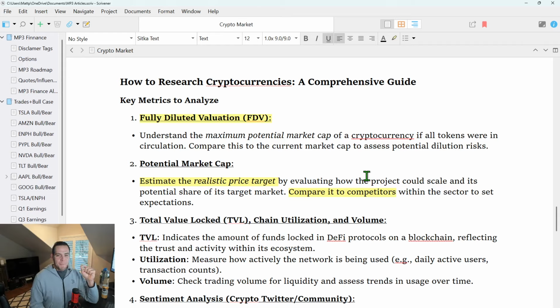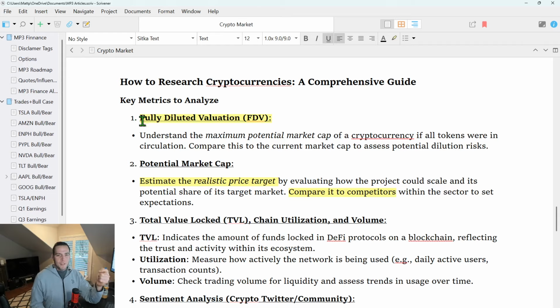So some key points to look at, key metrics: fully diluted market cap. A lot of these tokens, they're not all out in circulation. So you need to know, when all these tokens are out in circulation, what would be the total value of this project. It's the same thing with stocks. It's the same thing with gold. If it was all out there in the market, what would the value of all of it together be, if that makes sense? So the fully diluted market cap.